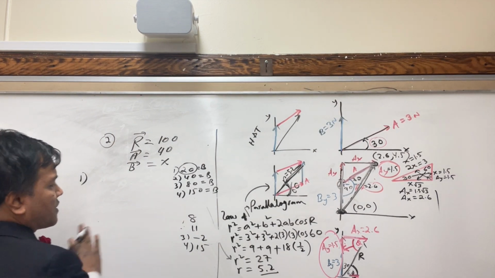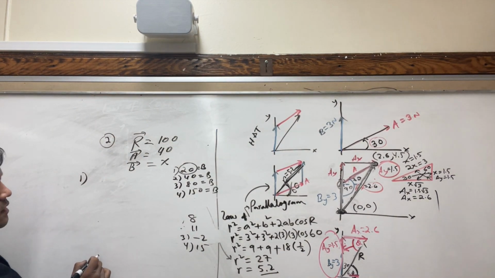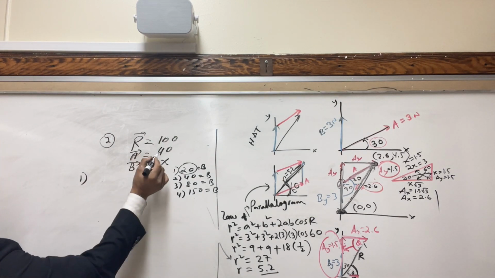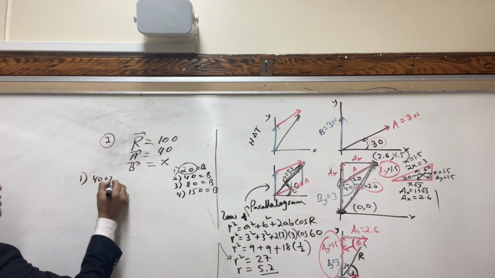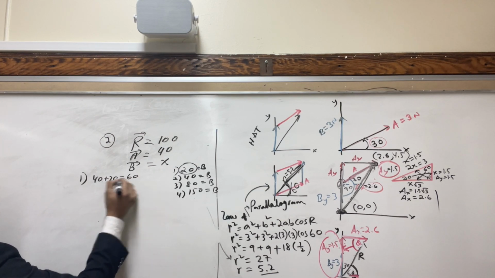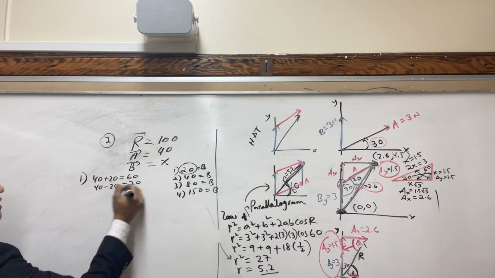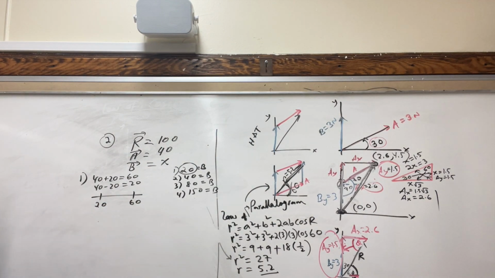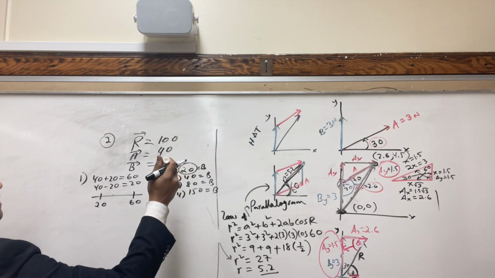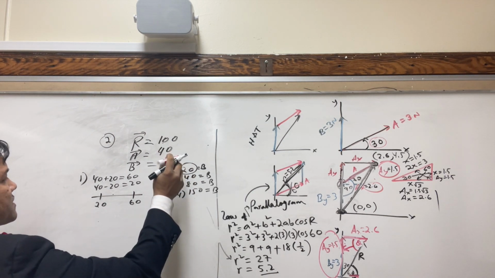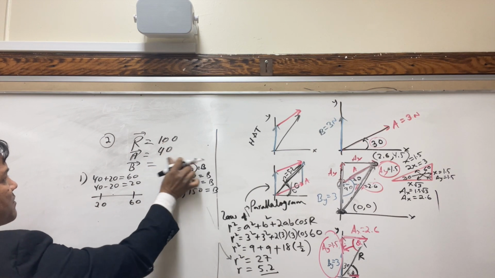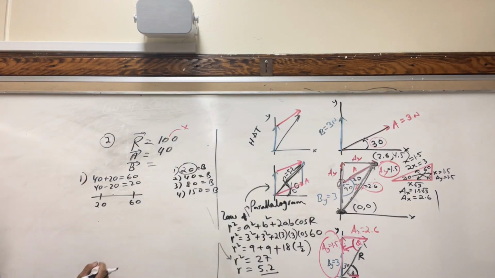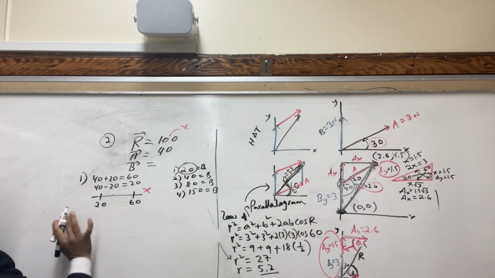So scenario 1: 40 plus 20 is equal to 60, and 40 minus 20 is equal to 20. Let's draw the number line, 20 and 60. 100 falls here. I'm going to call this one b and this one x. So x is right here, so this is not the answer.